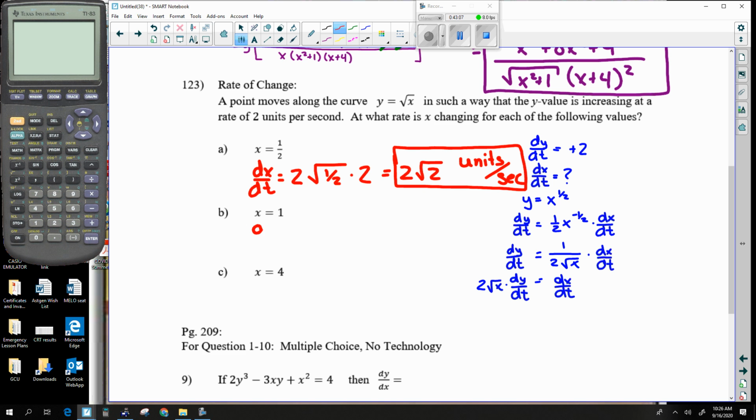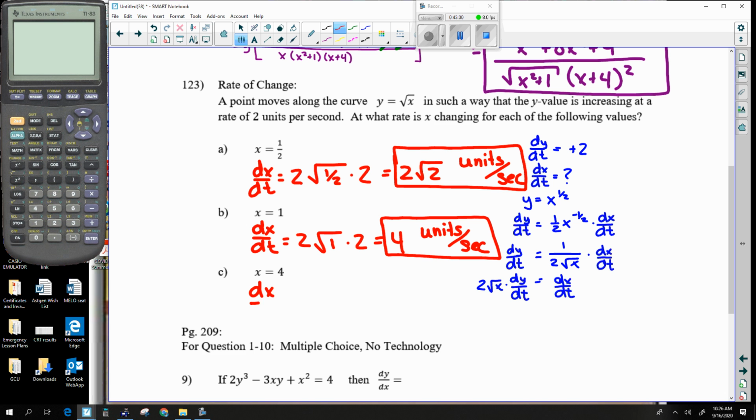Okay, when it's 1, square root 1, same difference. There's 2, so this is going to be equal to 4. And then when x is 4, so that's 2 square root x times 2, and so that's 8.